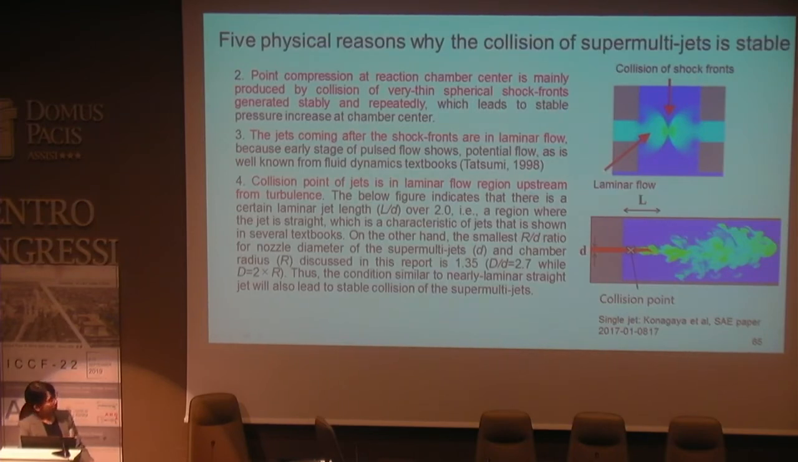And the fourth point is that, well, this is a computation result for a single jet injected into an ambient pressure chamber. And you can see that before the turbulence occurs, there is a certain length where the jet flows in a straight direction. And this length is over 2.0, which is a characteristic of jets that is shown in several textbooks. On the other hand, the smallest R/D ratio shown in this research is about 1.35. Thus, the condition similar to nearly laminar straight jets will also lead to stable collision of the super multi-jets.